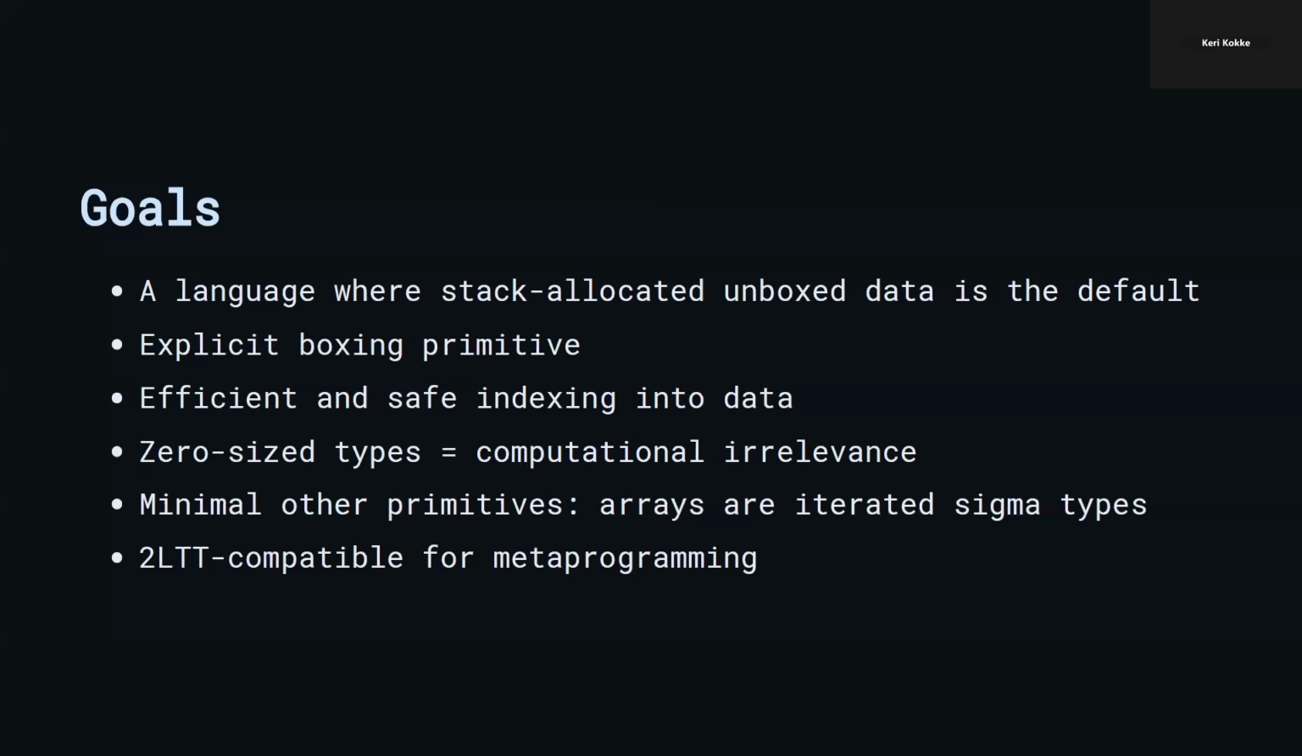And generally we would like to keep the primitives low. We don't want to just postulate that we have all this unboxed data that we can construct, but rather we should be able to build it up from a small set of primitives, essentially. So yeah, the example would be that it would be nice if arrays are just iterated sigma types. And this has to be compatible with two-level type theory for general metaprogramming, but also for actually abstracting over these memory representations.